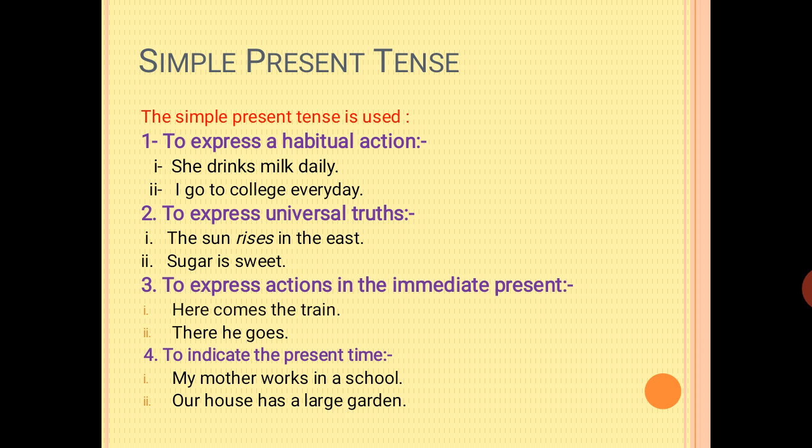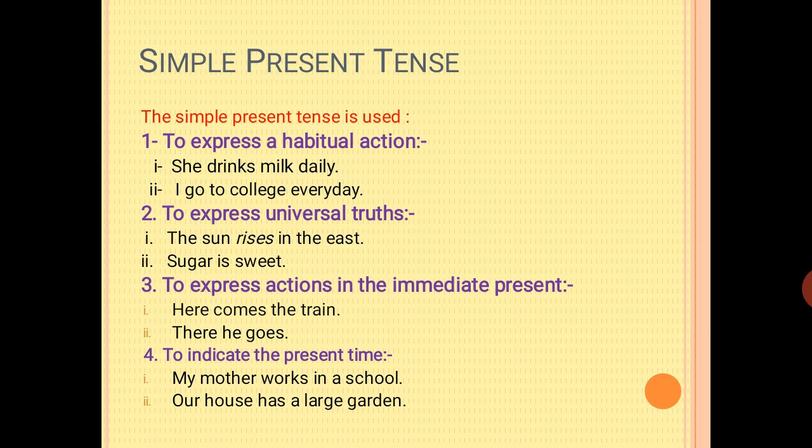The second point is that simple present tense is used to express universal truth. Such truths always remain the same; no one can change them, no one can deny them. The sun rises in the east. Sugar is sweet. We all know that the sun rises in the east and sets in the west, and no one can deny it. Sugar is sweet. We agree with both sentences, so they are universal truths.